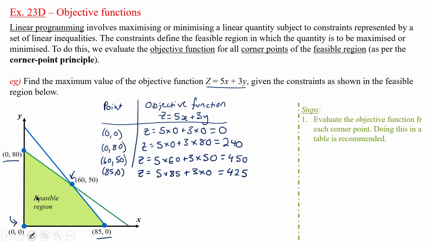Now, we were looking to find the maximum value of the objective function. From this table, we have evaluated only the corner points of the feasible region. It's really important that we've only looked at these ones, and not the ones I'm about to highlight in red. We haven't looked at those points because they are not corner points of the feasible region. They are just other points on the graph. They are not included in the feasible region, so we do not consider them. The maximum value of the objective function here is 450, which occurs at the point 60, 50. So we state our solution.